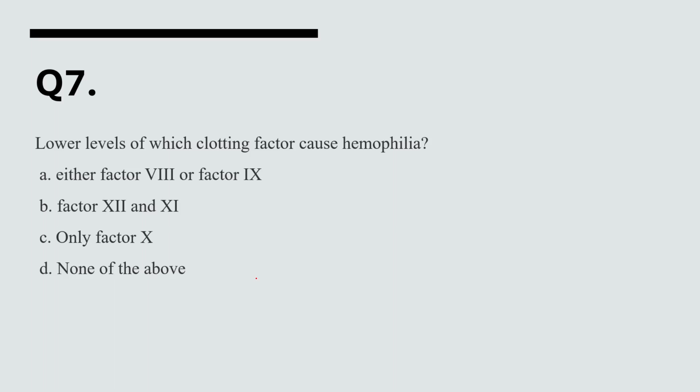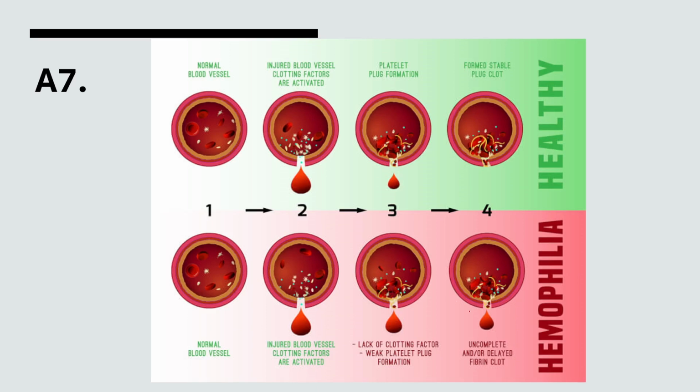Okay, then let's discuss. This is the pictorial representation of the difference in blood vessels between a healthy person and a hemophilia patient. This is the normal blood vessel.